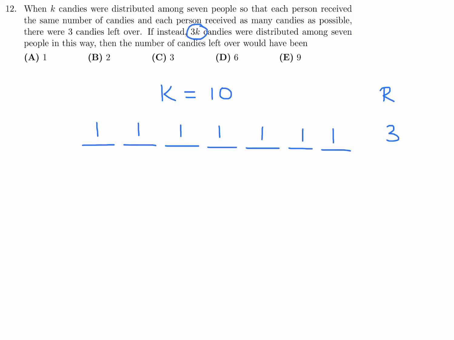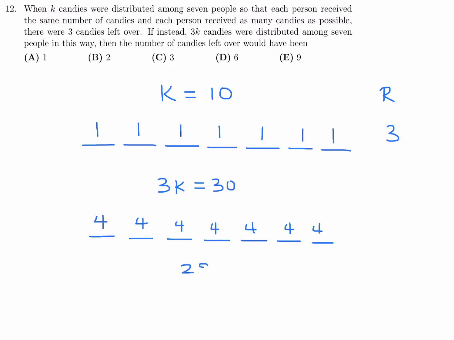Now we're doing the same scenario, but for 3K. Well, 3K is 30. And again, I've got to distribute them among 7 people so that everybody gets the same number and everybody gets the maximum. Well, 30 divided by 7 is 4, as the maximum integer value. So everybody gets 4. How many candies have I given out? 4 times 7, which is 28. Of the 30 candies, I've given out 28, so my remainder is 2. So number 12, the answer is B.